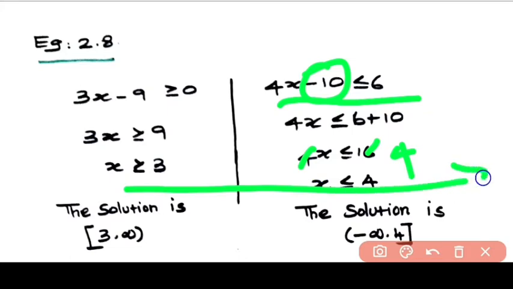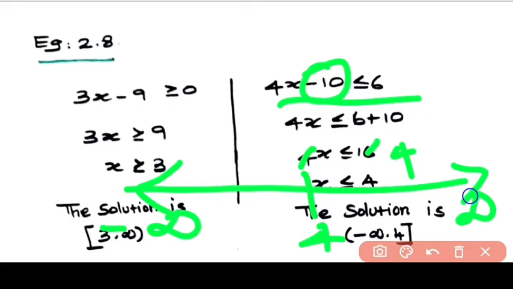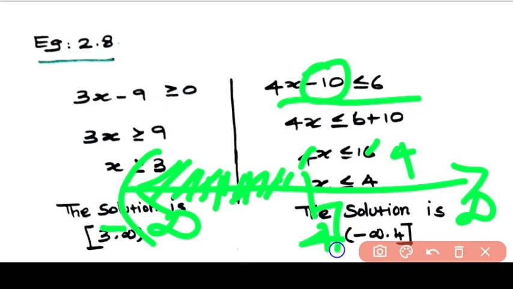For this solution, we take the point 4 also, since the inequality is x less than or equal to 4. Less than values are on this side. So we take minus infinity to 4, including 4.